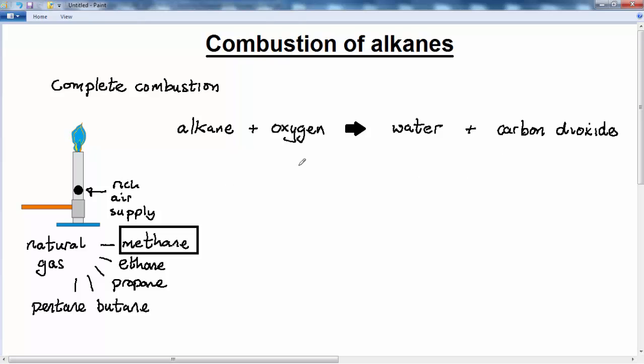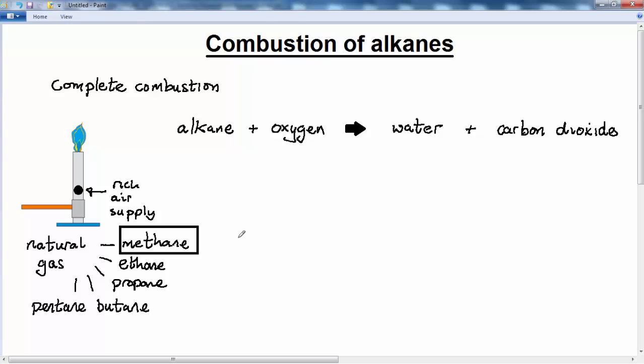And this is the general formula for the complete combustion of alkanes. But it really applies to just about any hydrocarbon that reacts with oxygen, whether it be an alkane or whether it be an alcohol or whether it be a sugar or glucose, whether it be wax, for example, in candle wax. We're always going to get these two products produced, water and carbon dioxide.